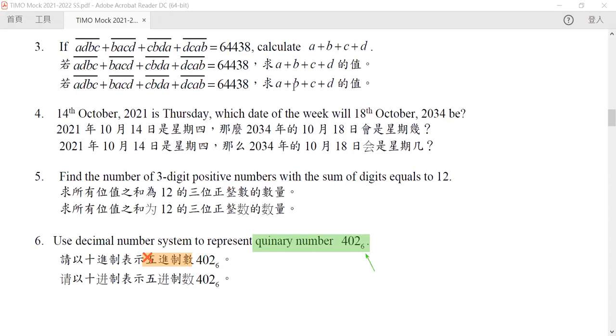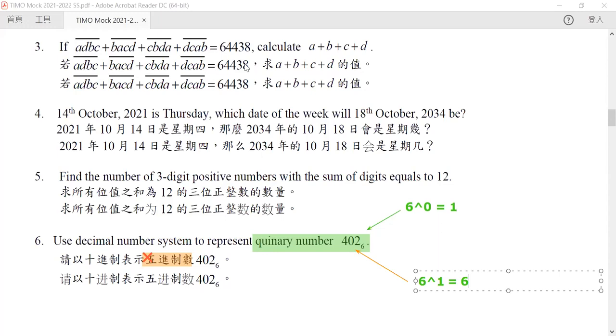A number of base 6 means that each of these digits represents a power of 6. So our first digit represents 6 to the power of 0, or in other words, it is equal to 1, okay? So this digit of 2 represents 2 times 1. But our second digit represents 6 to the power of 1, which is equal to 6.